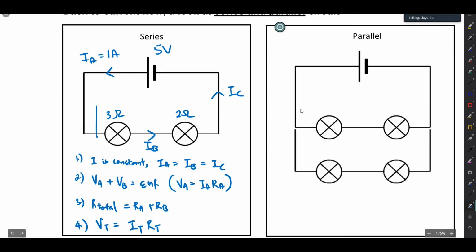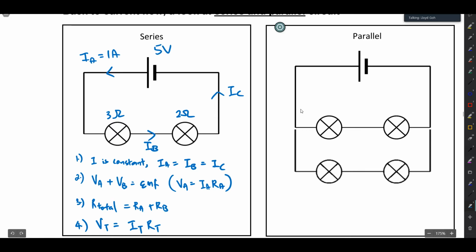So the voltage of this is given by 3 times 1, which is 3 volt, and this is 2 volt. If you use the formula V equals IR, you should be able to get this quite quickly, because the numbers are quite nice. However, is there another way we can do it?